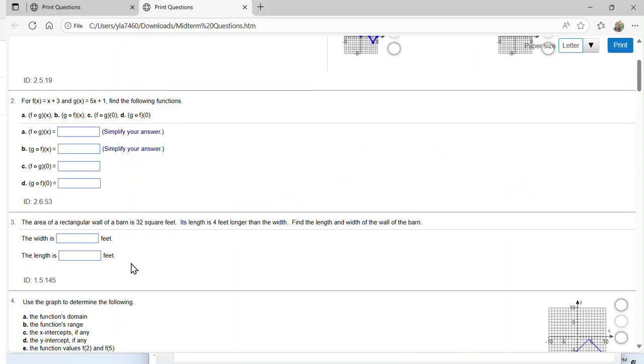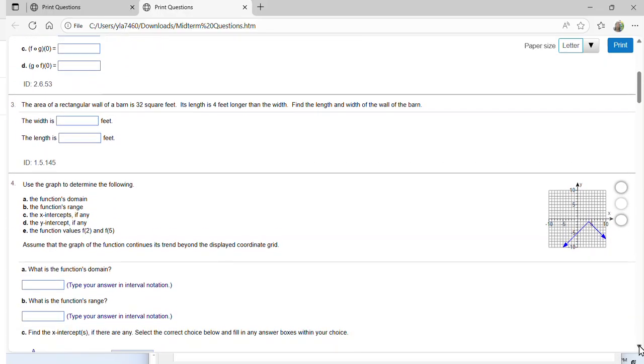All right, let's look at number 3. Like I said, on the test, the order is always random, right? So we have a random order in here. The area of a rectangle wall of a barn is 32 square feet. So what does the 32 square feet mean? That means this one is an area, right? Area, you're using the square feet. Length and width, you only use feet, all right? And the length is 4 feet longer than the width. Find the length and width for this barn, all right?